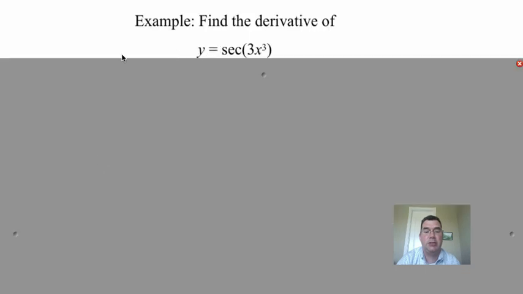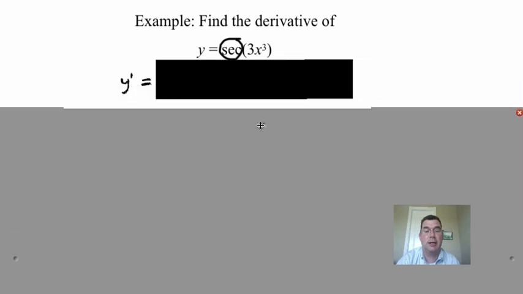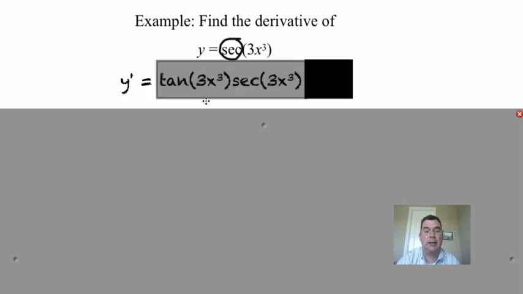So let's just do an example where things are a little more complicated. We're going to find the derivative of y equals the secant of 3x cubed. Remember, you've got to use the chain rule on this. The first thing we're going to do is take the derivative of the outside function, which is secant. The derivative of secant, if you remember, is tan times secant. So the first part of this is going to be tan 3x cubed times secant 3x cubed.